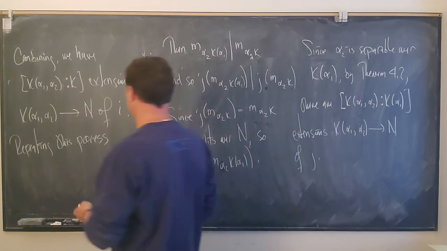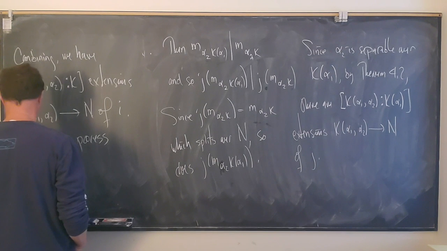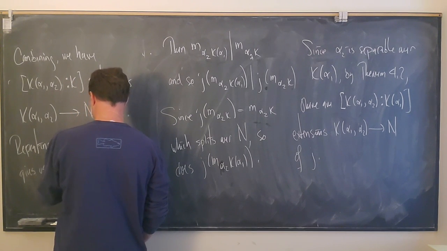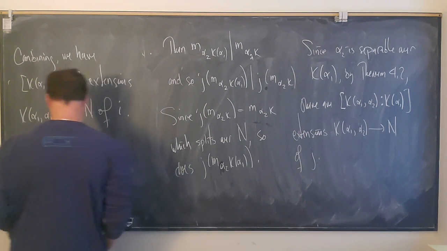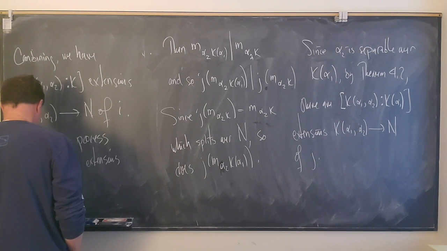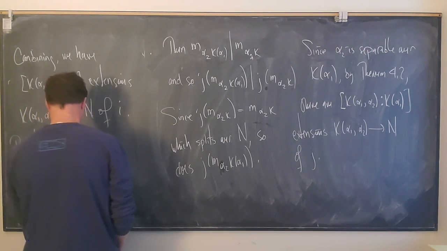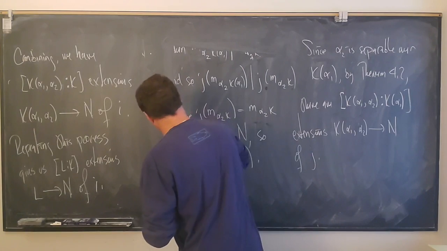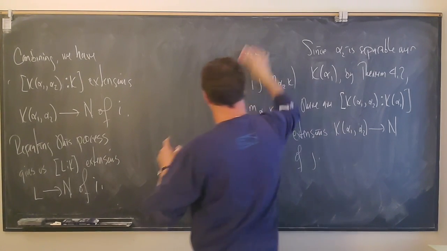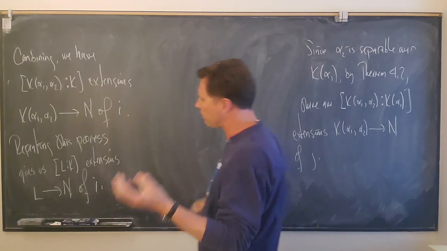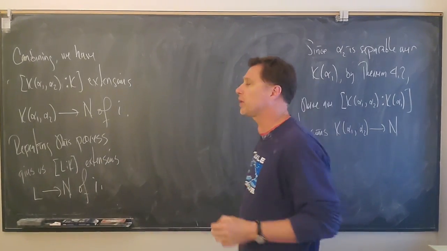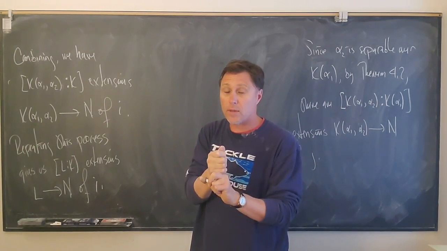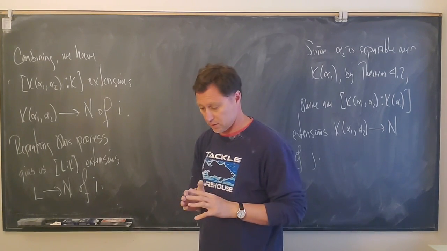So repeating this process gives us L over K extensions. So these are going to be maps from L into N of I. Okay, now we need to remember our previous theorem, which says if it's separable and the embedding of the minimal polynomial splits, then you have exactly a certain number of extensions. Otherwise, there are strictly fewer. So remember that final sentence.